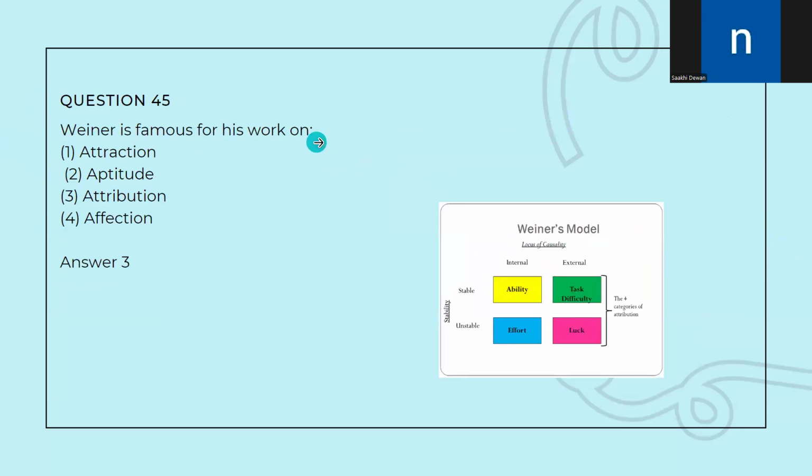Wiener is famous for his work on, we just read that Wiener is famous for his work on attribution. So the correct answer would be option number 3, attribution. You can also refer to the image provided here for the attribution model provided by Wiener.